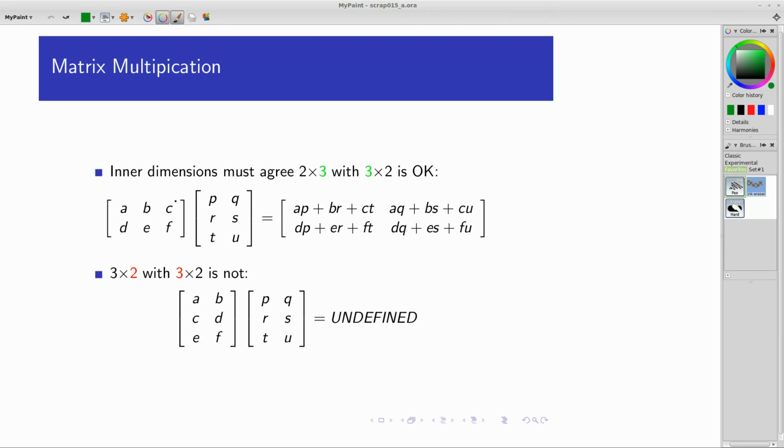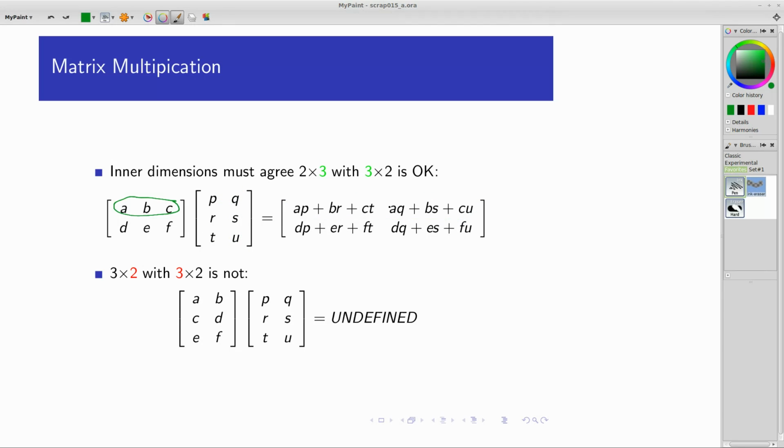So I'll perform that same operation for every column in this second matrix. I'll now multiply A times Q, B times S, C times U, add those things together, and I end up with this sum. So I end up with one entry in this 0th row of the resulting matrix for every column in this second matrix here.